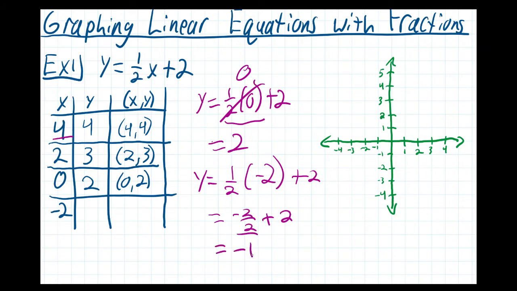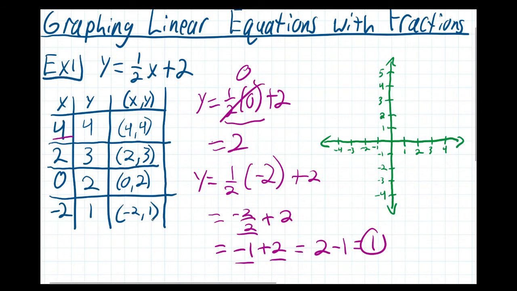2 divided by 2, again, that's just going to be 1. So you have negative 1 plus 2. Whenever you have a negative number like this and you're adding 2 to it, it's the same thing as 2 minus 1. 2 minus 1, that's just going to be 1 there. So when x is negative 2, y is 1. And we end up with the point negative 2 comma 1.